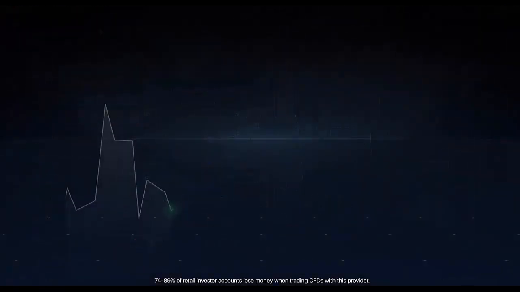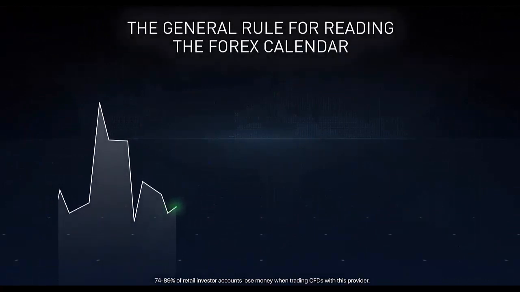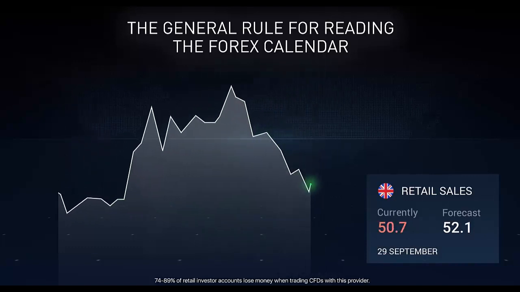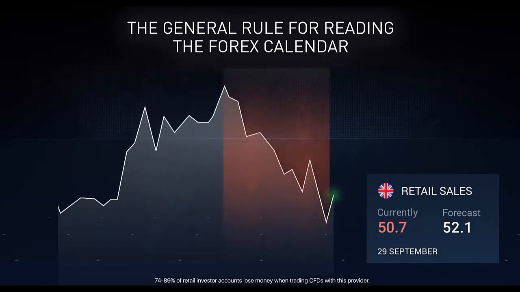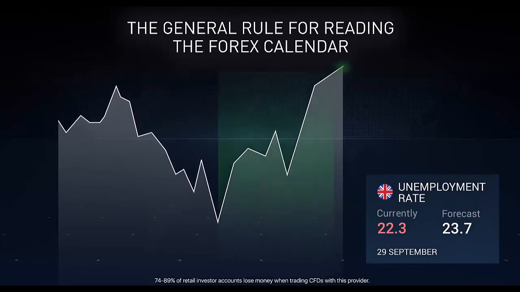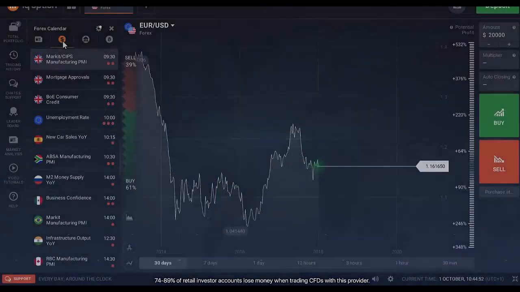The general rule for reading the forex calendar is the following. If the actual reading is better than the forecast, the currency appreciates. If it's worse than the forecast, the currency depreciates. However, such indicators such as unemployment claims and unemployment rate influence the currency in question in a better way if they are lower than the forecast.